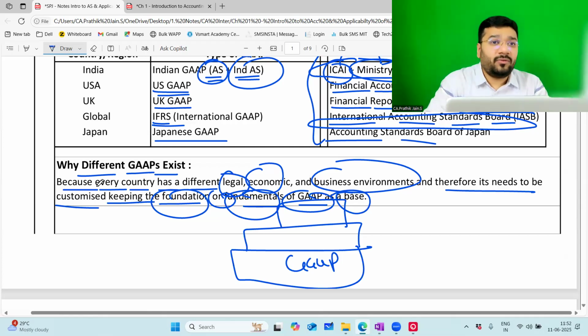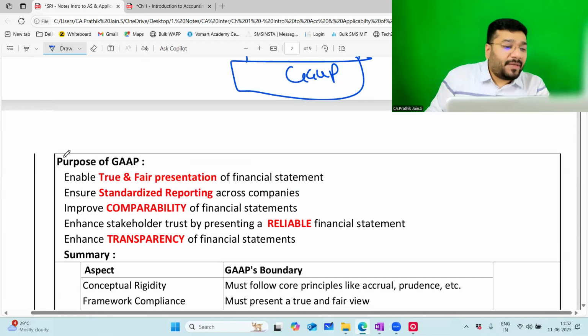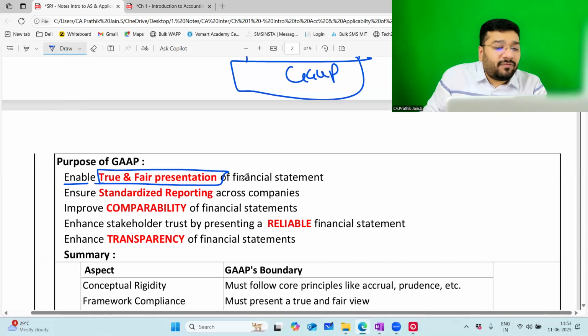Yes, Balaji, you have some doubt? No. Purpose of GAAP. Sir, why GAAP is there? What is the objective of GAAP? Very simple. To enable true and fair presentation of the financial statement.